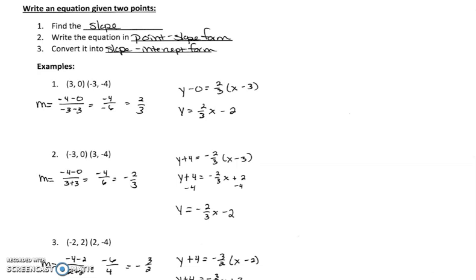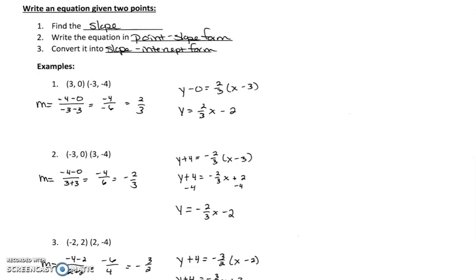Okay. Number 2, again, from the day before, you're going to find the slope. So negative 4 minus 0 over 3 minus a negative 3, so 3 plus 3 over 6. And reduce that, so negative 2/3.